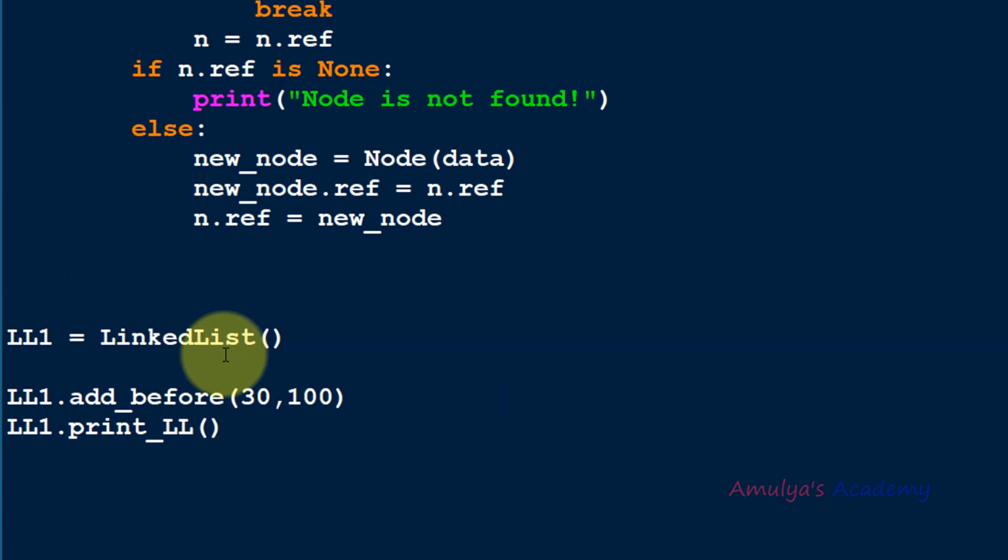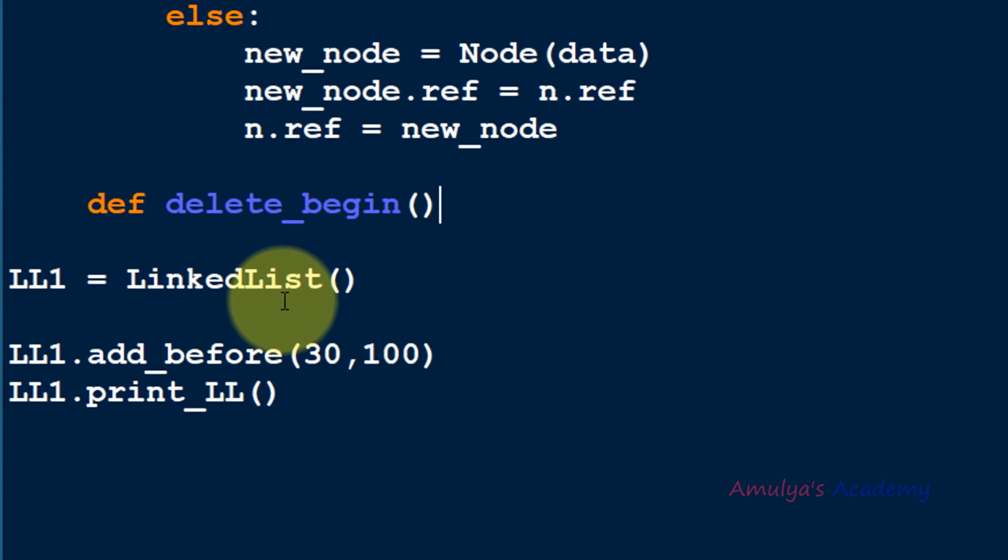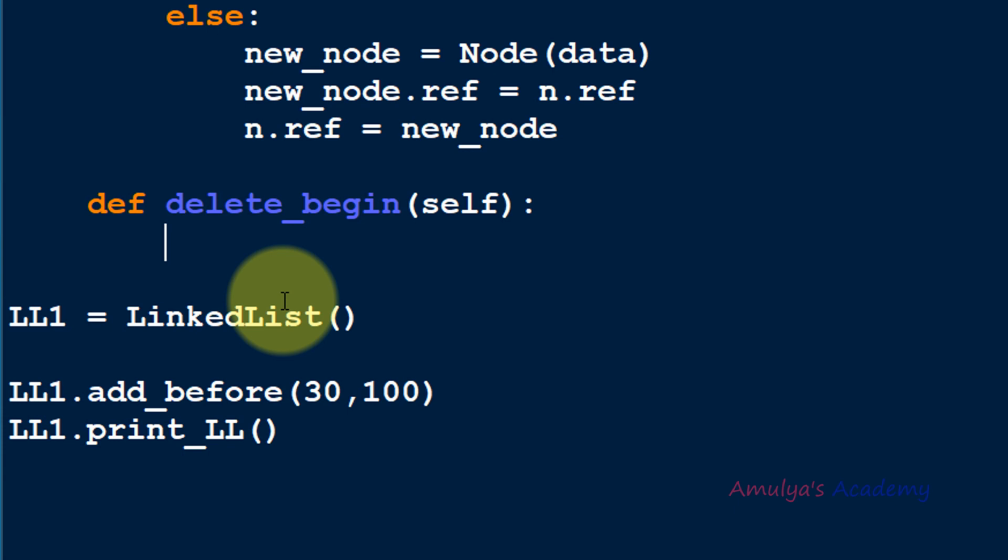Now, today we need to write the method to remove the node from the beginning of the linked list. So I'll take the method name as delete begin. We are deleting the element from the beginning. You can take any name. Here, while deleting the element, we don't need any parameters. Just I'll take the self parameter.